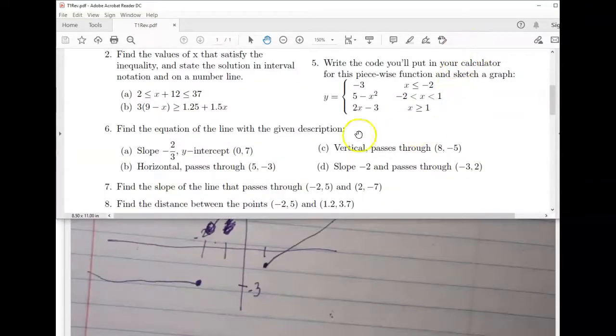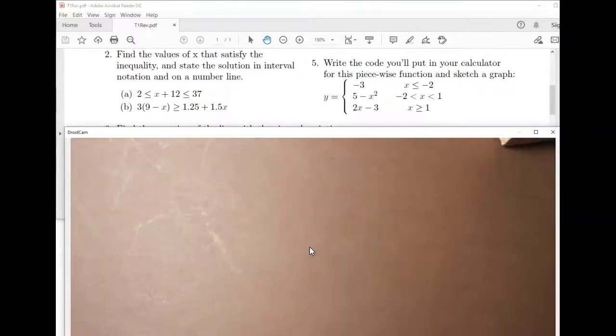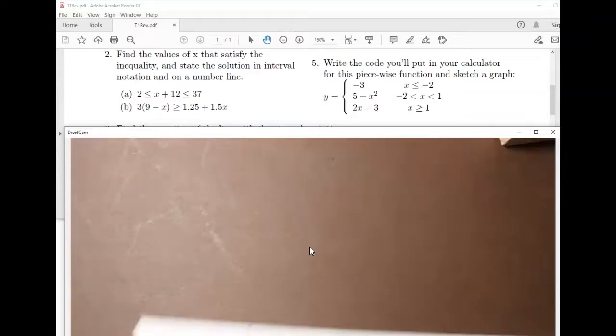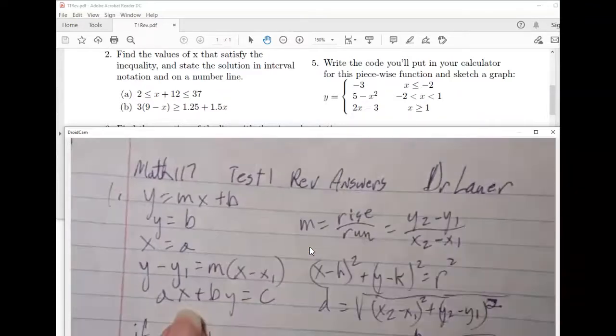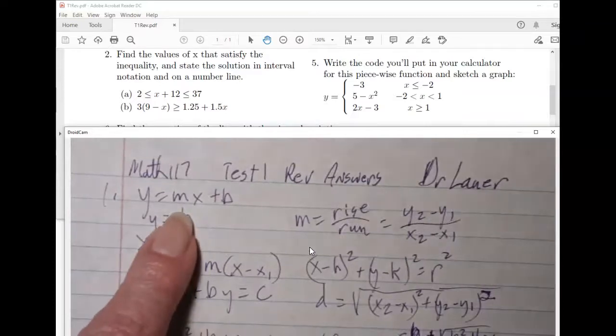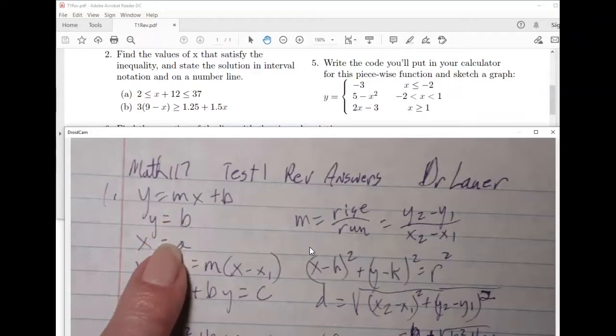For our next problem, we're going to find the equation of the line with the given description. So we have 4 different lines here. We're going to use the equations of lines that we've already talked about. So let's go back to those for a second. We have 5 equations of lines. Y equals mx plus b can only be used if you have a slope and an intercept. You can always find the intercept, but it's not necessary to do it if you've already got a point.